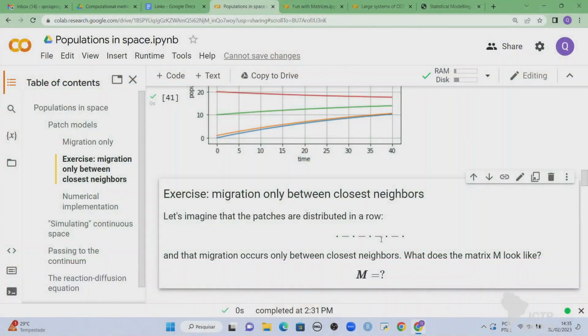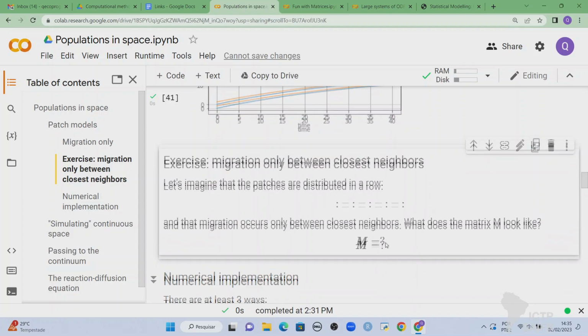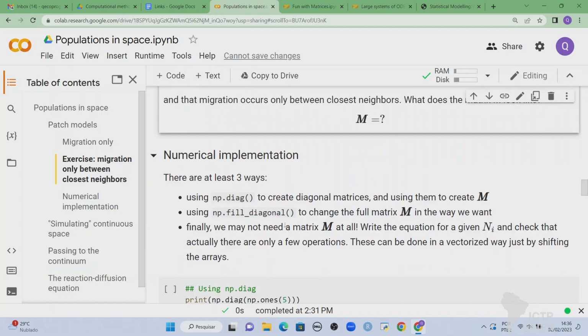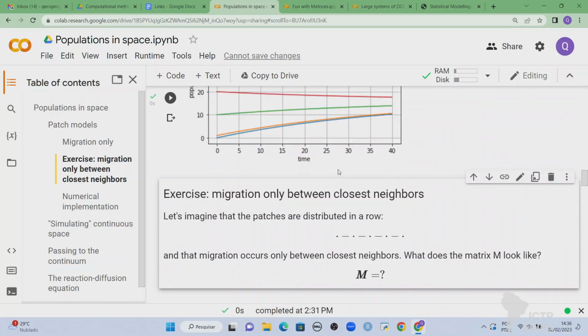So what should the matrix M, the migration matrix, look like? You can think, for instance, maybe take only 3 patches and write it out by hand. But then think about what would happen with 5 patches or 10 patches. What does this matrix look like? I'll give you a few minutes to work on that, and then we go back to try to implement this. There are several different ways of implementing this, but first let's think about what this migration matrix should look like in this case. Let's try to do that.